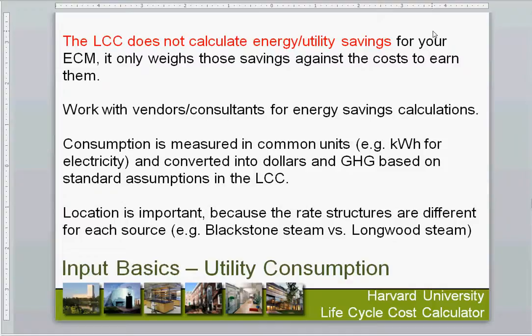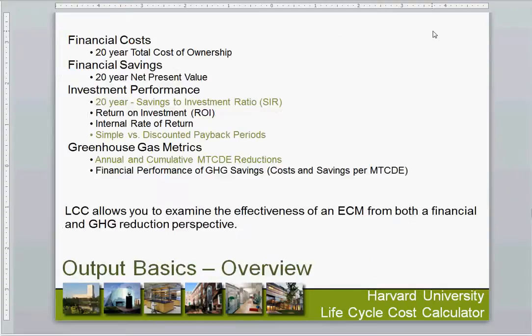Also, the location is important. As I mentioned, Blackstone Steam versus Longwood Steam has different rates. And by Blackstone Steam, I mean just the main Cambridge and Allston campus steam plant, which is at 46 Blackstone Street, which is where our office is, coincidentally. So that's what I mean by Blackstone Steam when I refer to that.